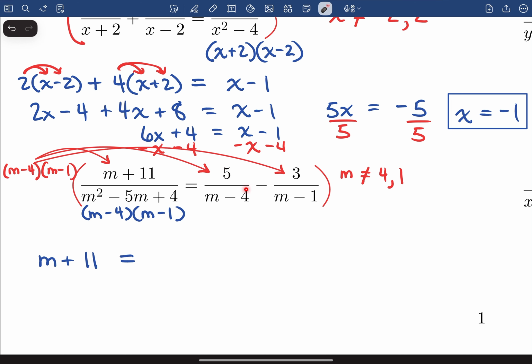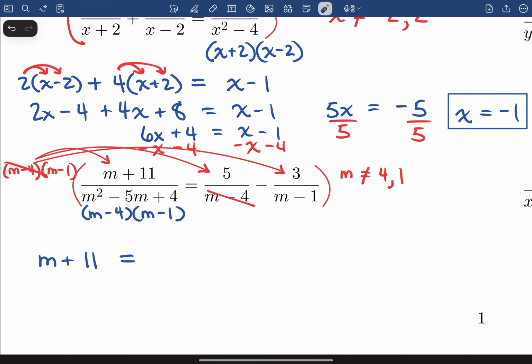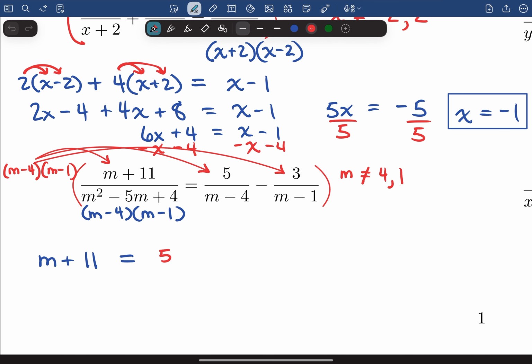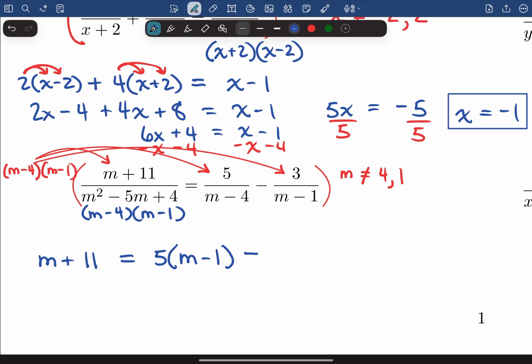Now, moving on to this expression, multiplying in the LCD, m minus 4 cancels m minus 4. This m minus 4 and this m minus 4 fight and die. And 5 is multiplied with m minus 1. That's why I'm writing 5 times m minus 1 right here. And now I see the minus sign, so I write the minus sign.